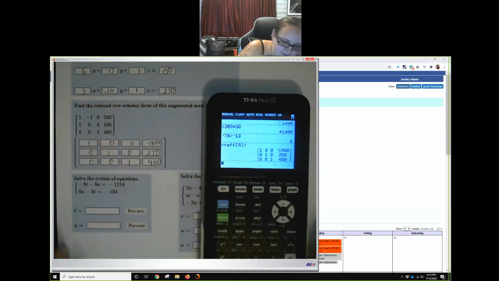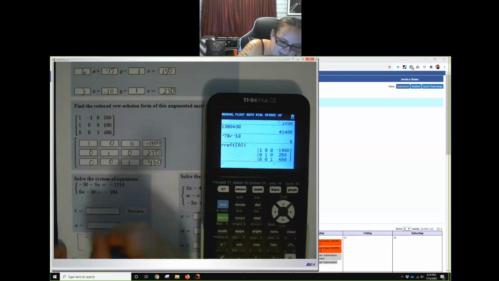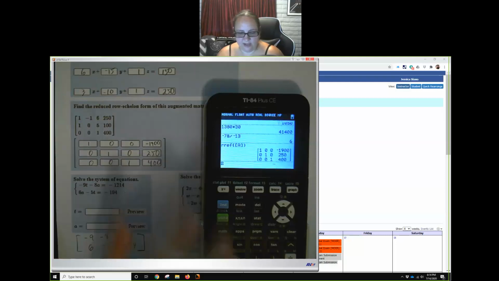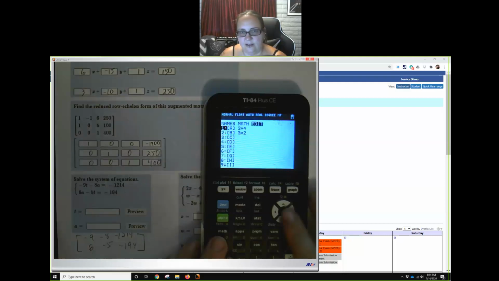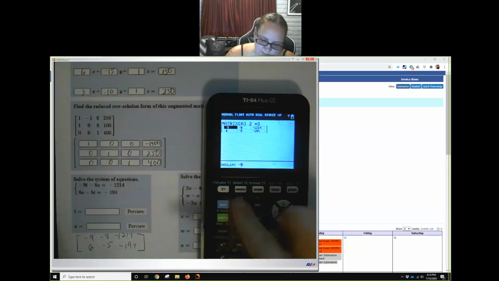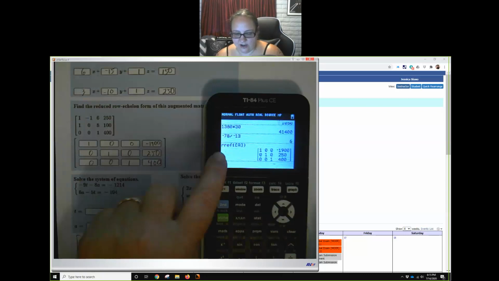So to solve this system, I'm going to turn it into a matrix, -9, -8, -12, 14, 6, -5, -194. I'm going to go to matrix, over to edit, enter for A. This is a 2 by 3, -9, -8, -12, 14, 6, -5, -194. And then quit. Now, I'm just going to press second enter because I'm going to do RREF of A again because I changed A.